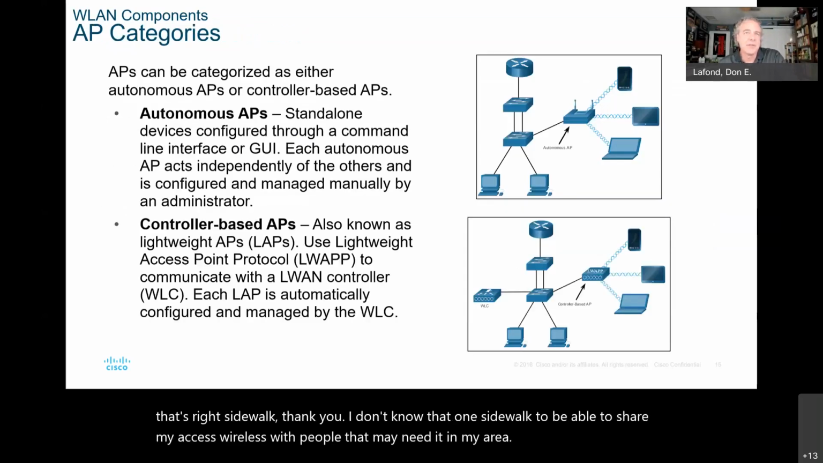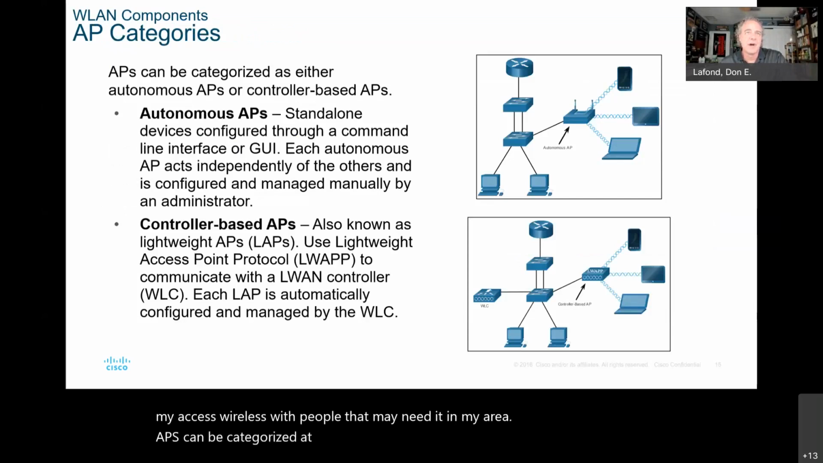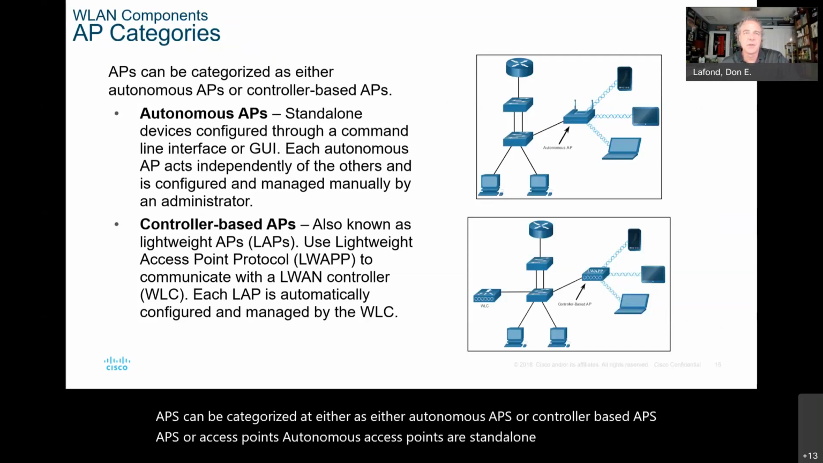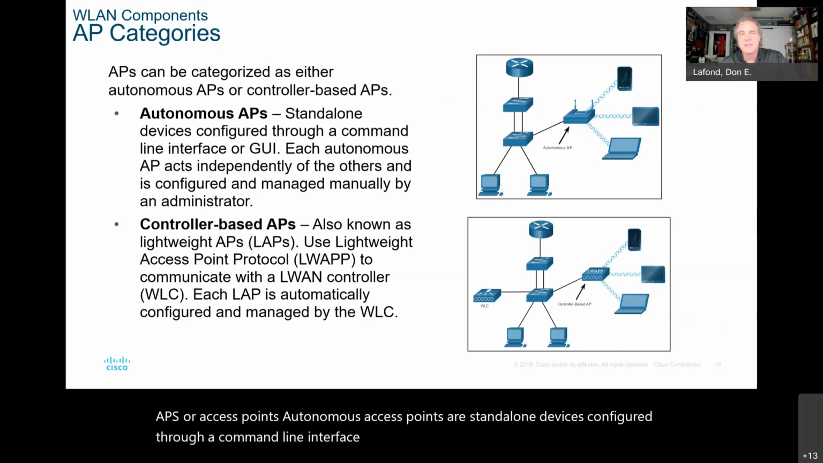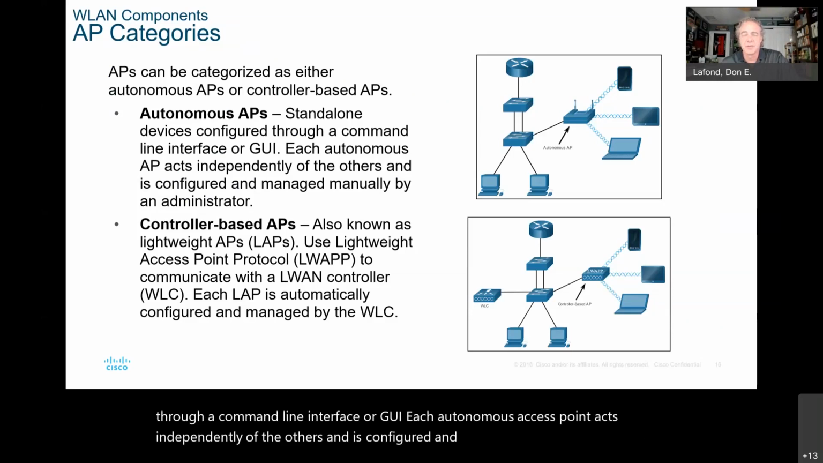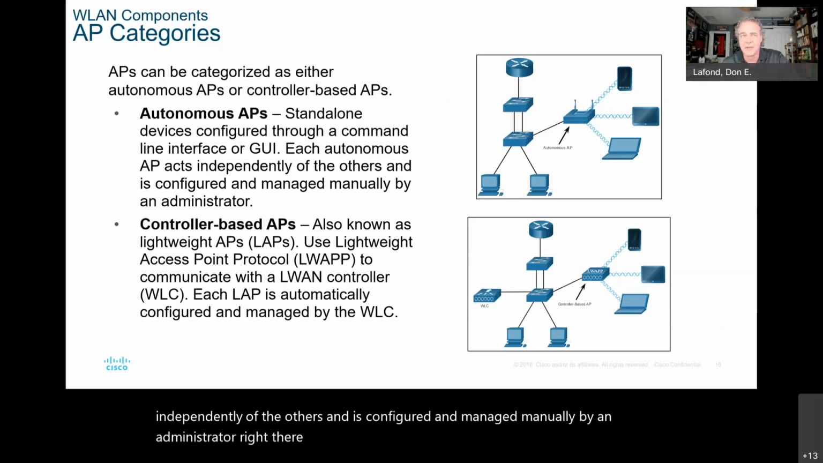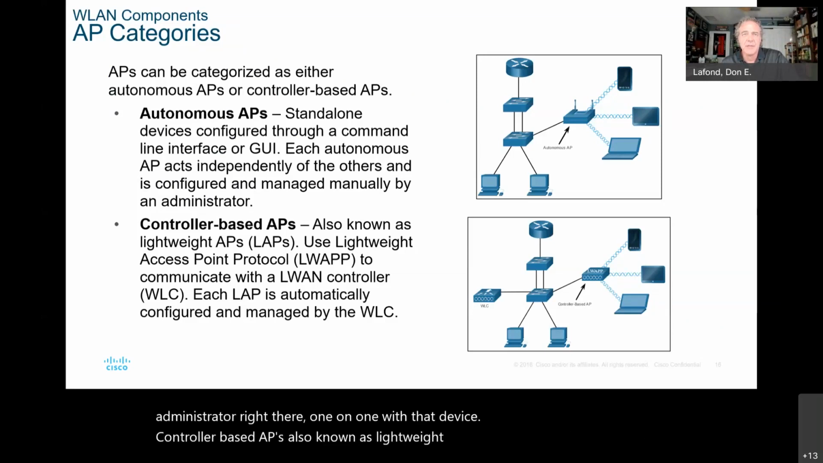APs can be categorized as either autonomous APs or controller-based APs. APs are access points. Autonomous access points are standalone devices configured through a command line interface or GUI. Each autonomous access point acts independently of the others and is configured and managed manually by an administrator right there, one-on-one with that device.